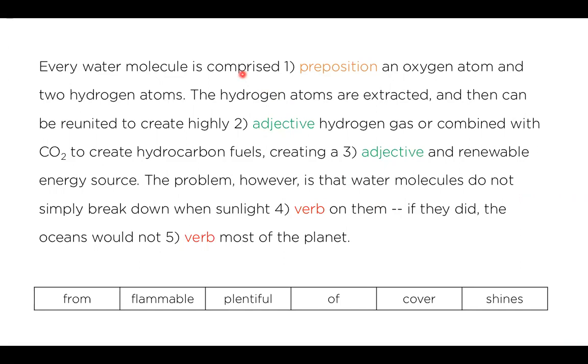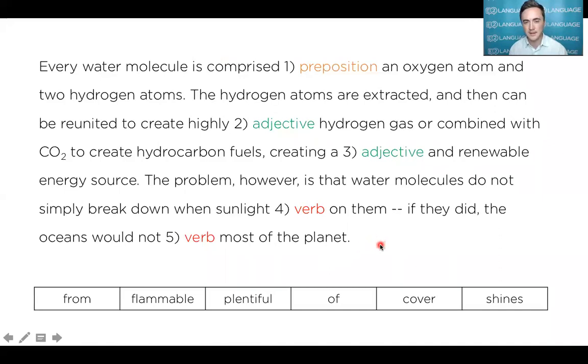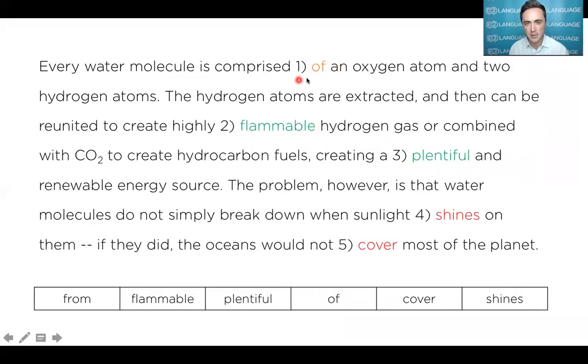Cool. Good stuff. Looking good. Let's have a look at the answers here. So we know we're missing a preposition. We look down here and we increase our chances because that's not a preposition. That's not a preposition. Neither are these two. So we've got two possible prepositions and we find it to be comprised of.